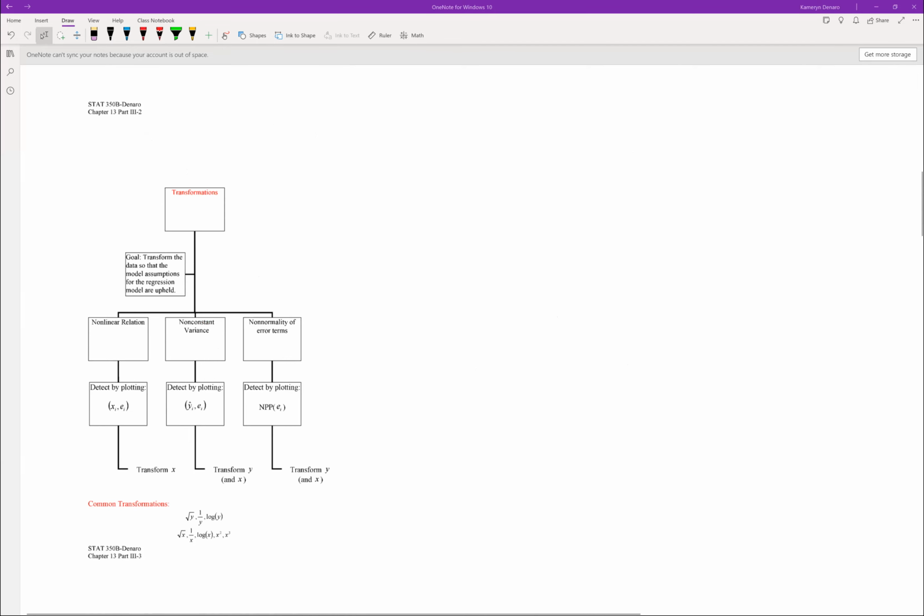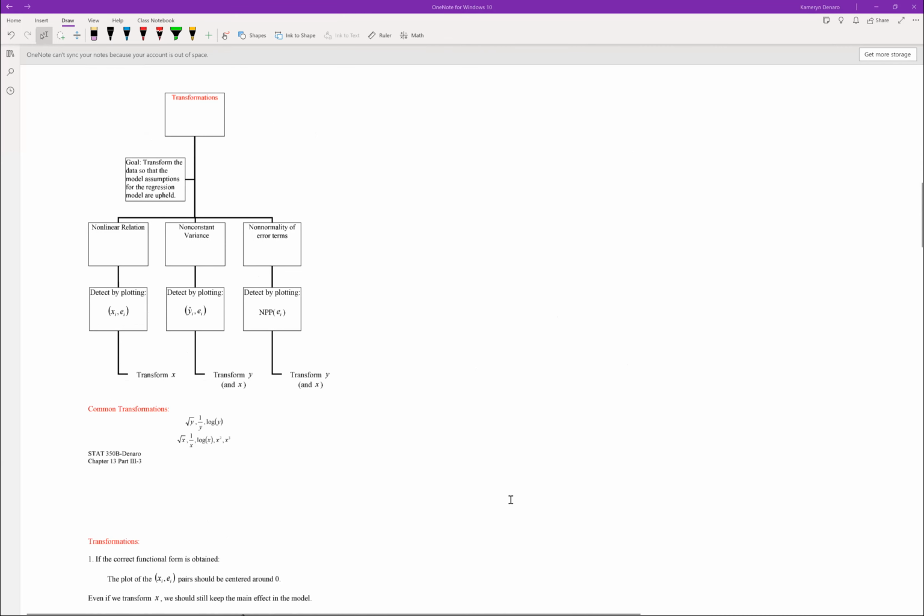So when we look at our transformations, the goal is to transform our data so that the model assumptions for the regression are upheld. We're looking at three main points. The first is whether or not there's a nonlinear relationship between our predictor and our response. We can detect that by doing the regression plot between each of our predictors xi and the residuals ei's. And the way we fix that is by transforming x.